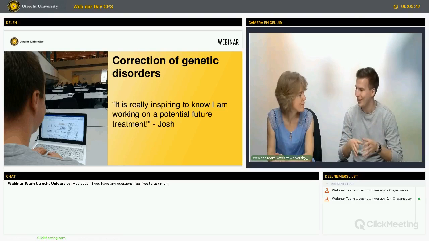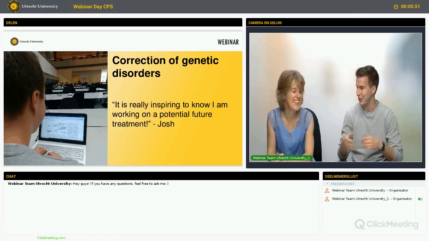What's actually quite interesting is that the week after we'd written this paper, it was in the news that they used exactly the same targeting mechanism on something which they're then going to the clinic with. So yeah, there's a lot of opportunity to actually come up with things that are really applicable. I think it's quite nice.